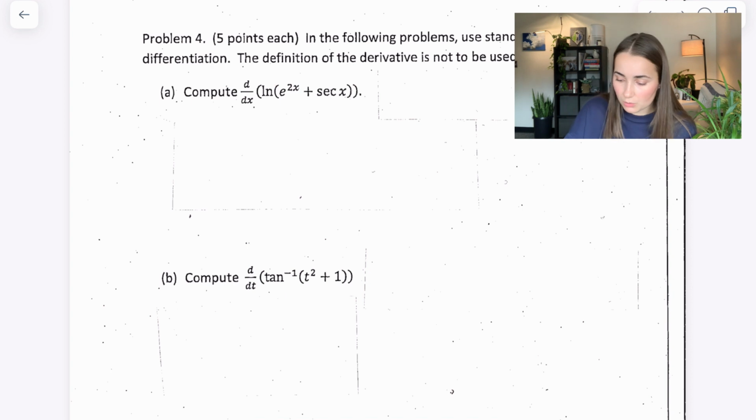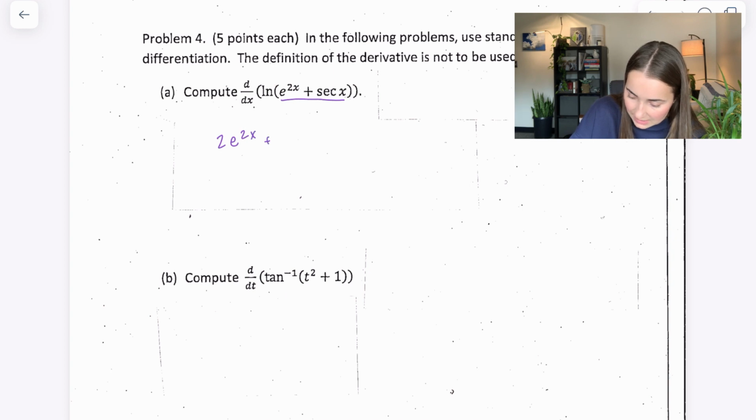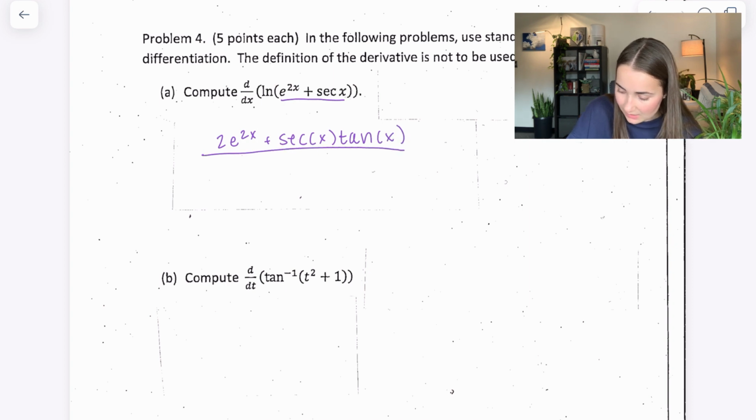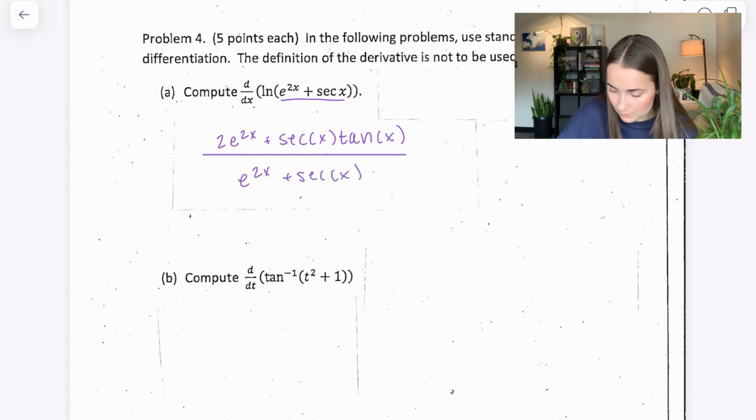So the natural log rule is where you take the derivative of the inside. So we get 2e to the 2x plus, and that becomes secant of x times tangent of x. And then we divide by everything on the inside. So that just remains the same, e to the 2x plus secant of x. I'll go ahead and write that out.